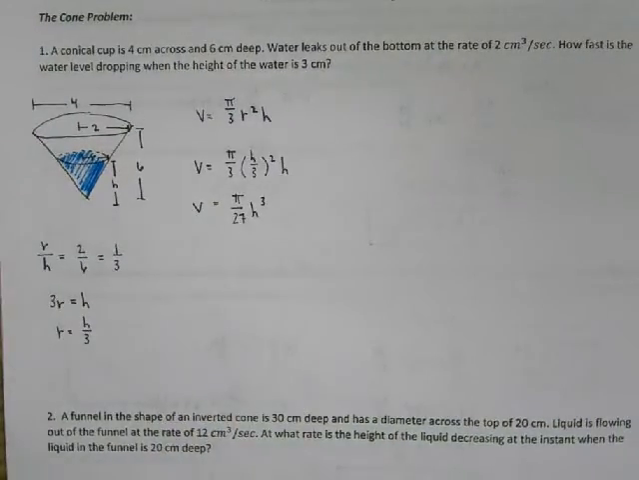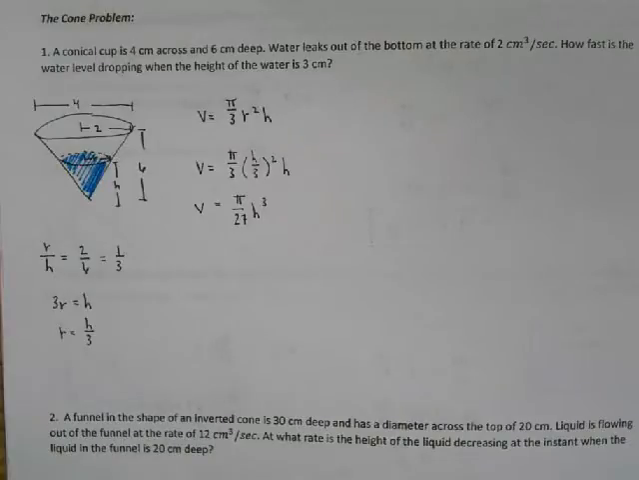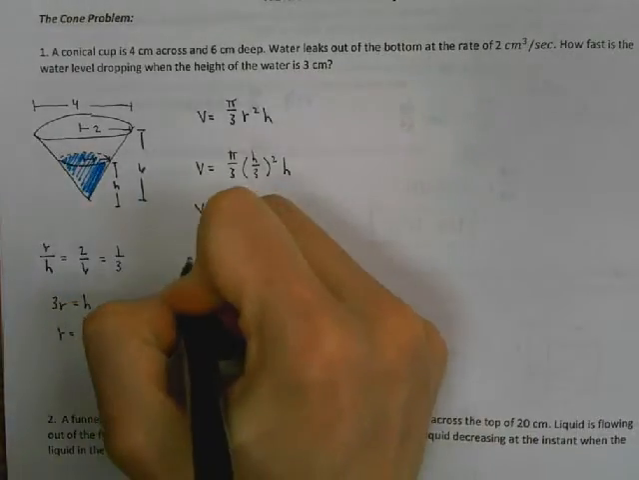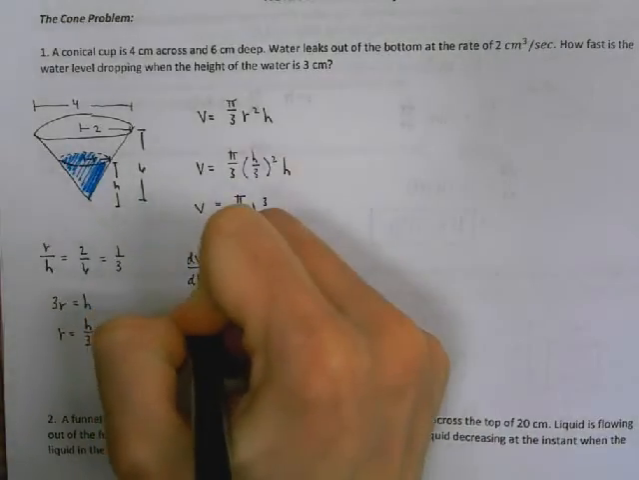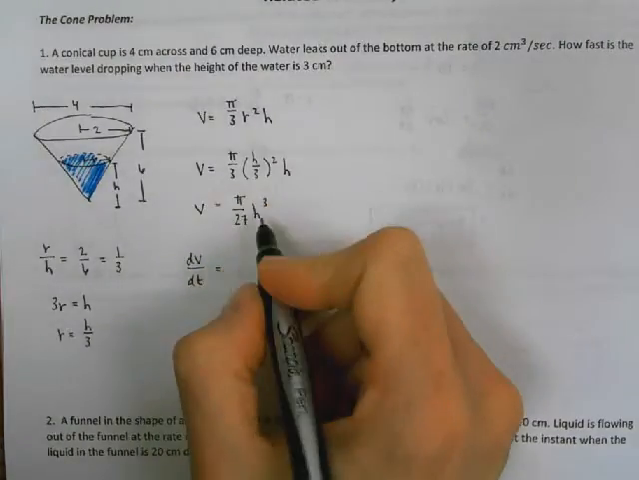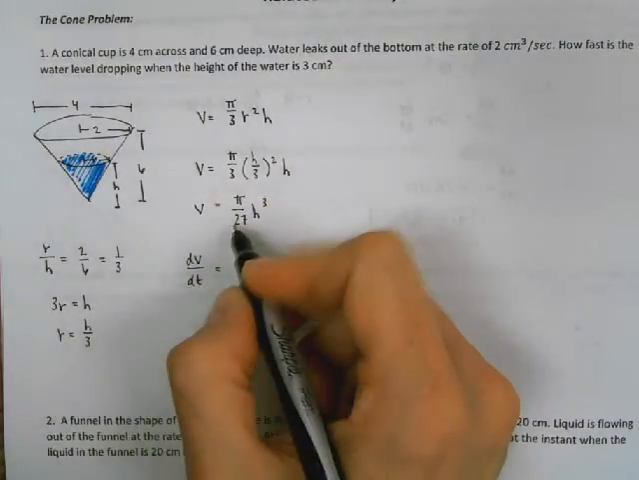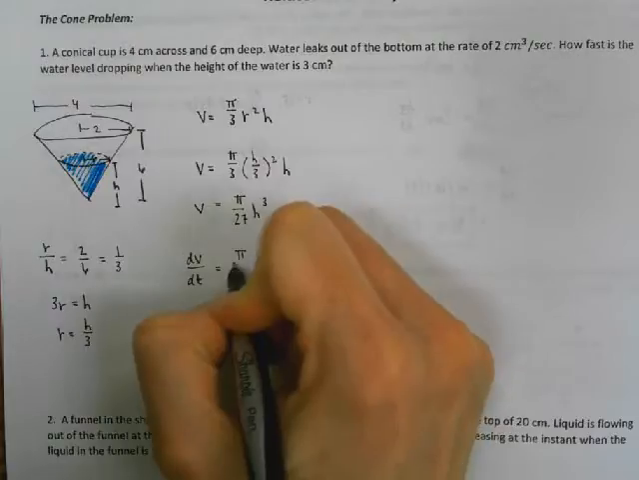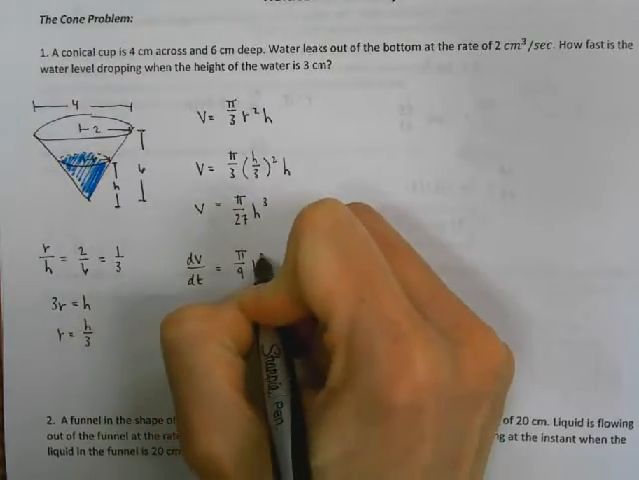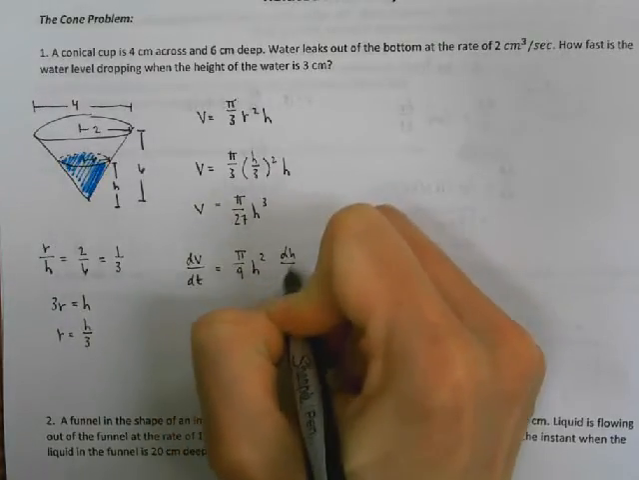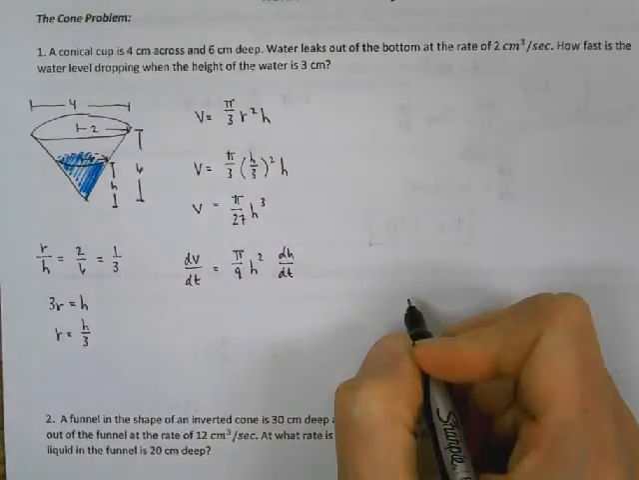And now this is exactly like all the other related rates problems that we've done. So we're going to differentiate with respect to time. dV/dt, if I multiply by 3, I get 3 over 27, which is the same as 1 over 9. So pi over 9, h squared, dh/dt.